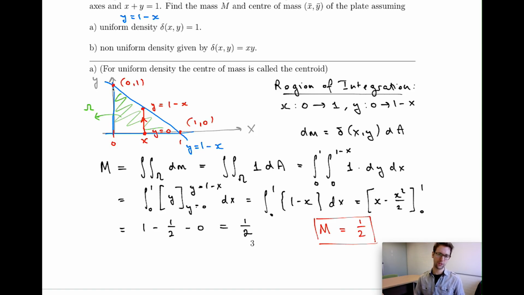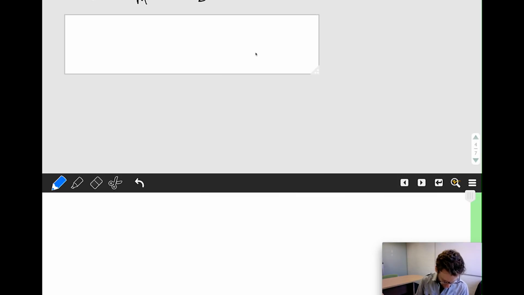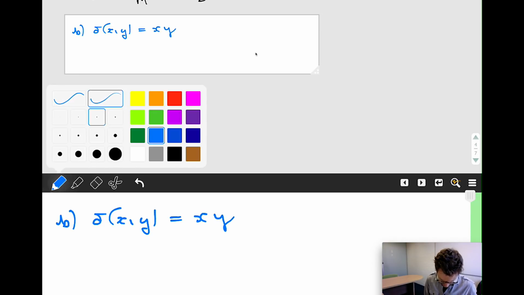Now, in this case, we had a particularly simple example where the density was uniform. Does this change when the density is non-uniform? So let's take a look at part B, where we have a non-uniform density given by x times y. So the integrals we're setting up are the same. The region of integration is the same. The only thing that's changing is the integrand. So this is part B. And in this case, we're looking at a non-uniform density, a non-constant density, given by x times y.